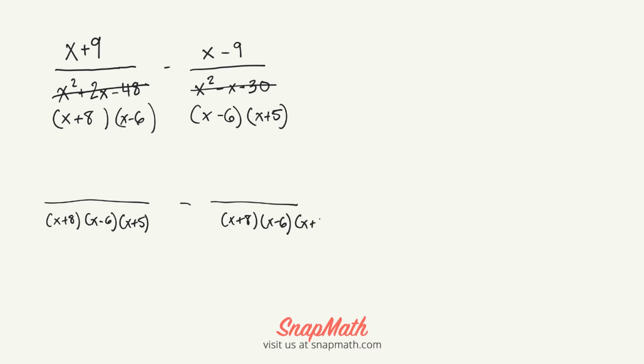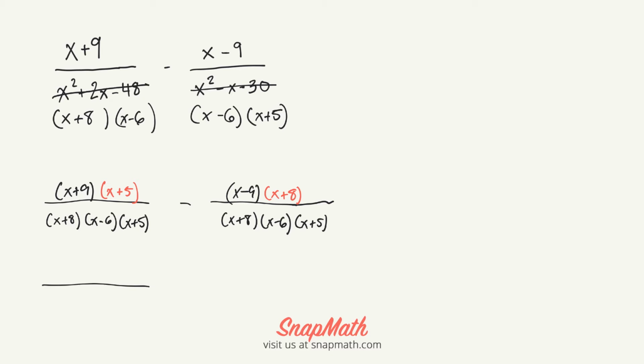All right, now the next step is we have to figure out which part of the denominator each fraction is missing. So if you look at the first fraction, we have x plus 8 and x minus 6. So we are missing the x plus 5. So we rewrite x plus 9, and then I'm going to put in red the binomial that's missing. The second fraction, we have x minus 9, and it's missing x plus 8. All right. So now what I'm going to do is I'm going to FOIL these.